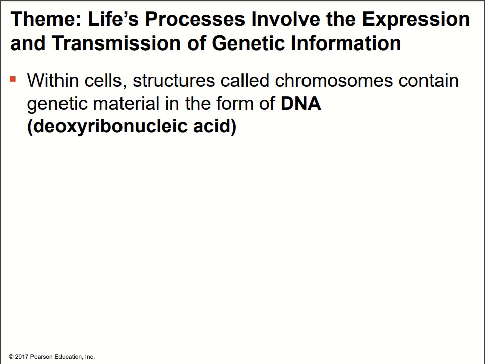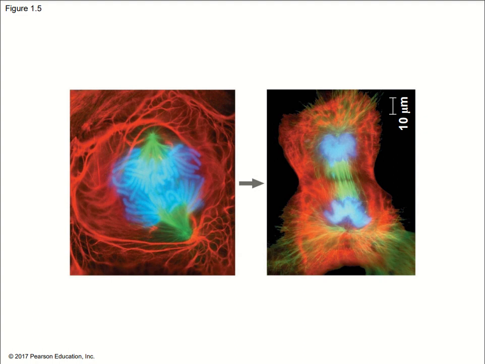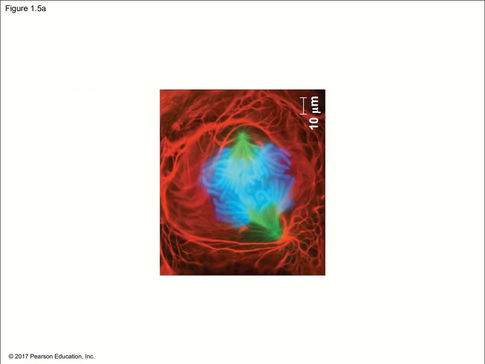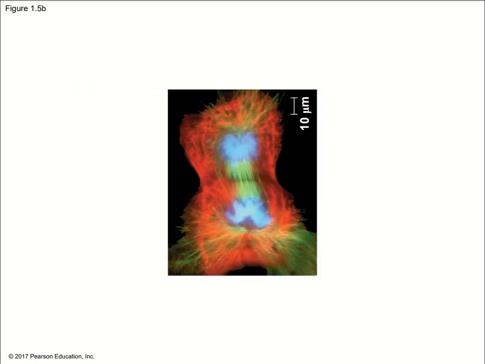Within cells, structures called chromosomes contain the genetic material in the form of deoxyribonucleic acid, DNA. And this is just an example of a cell that has multiplied its DNA to 2 times the copies. And then that one cell starts dividing into 2 new cells in order to asexually reproduce.